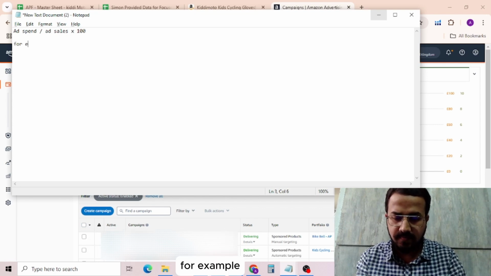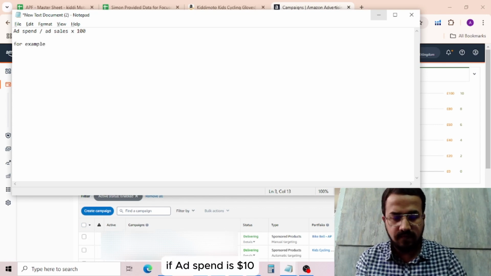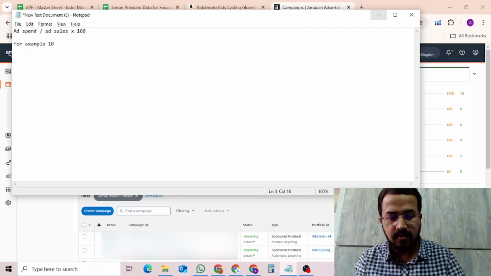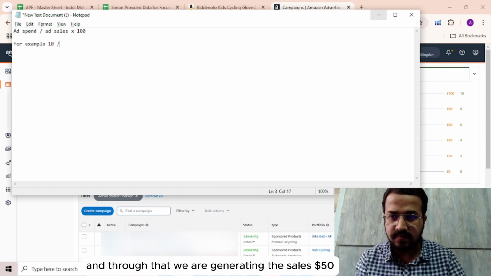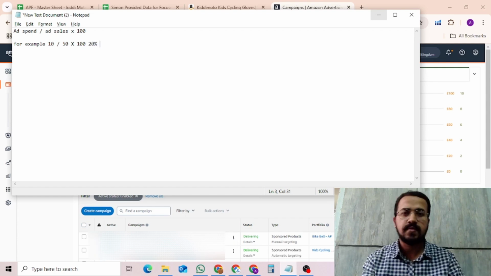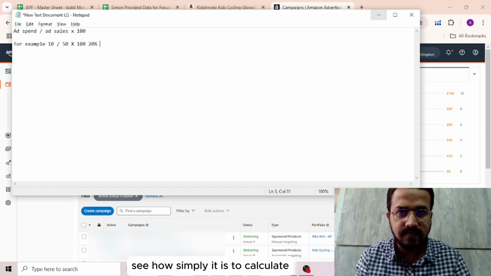For example, if our ad spend is $10 and through that we are generating sales of over $50, so our ACOS would be 20%. See how simple it is to calculate.